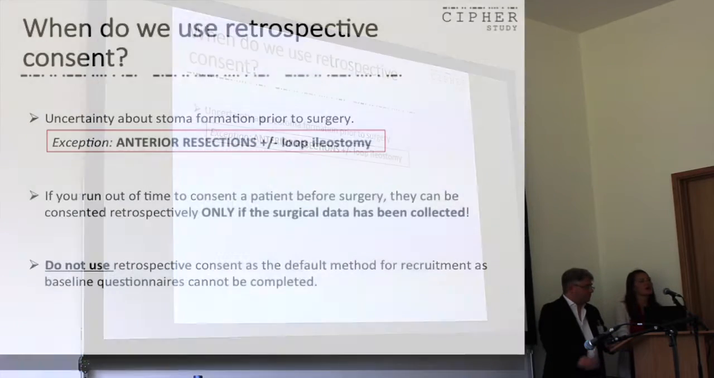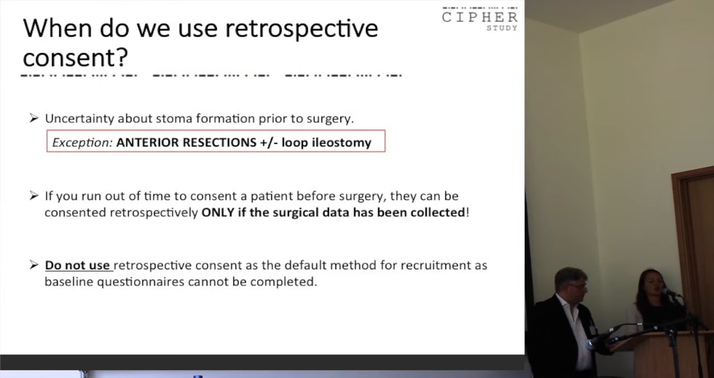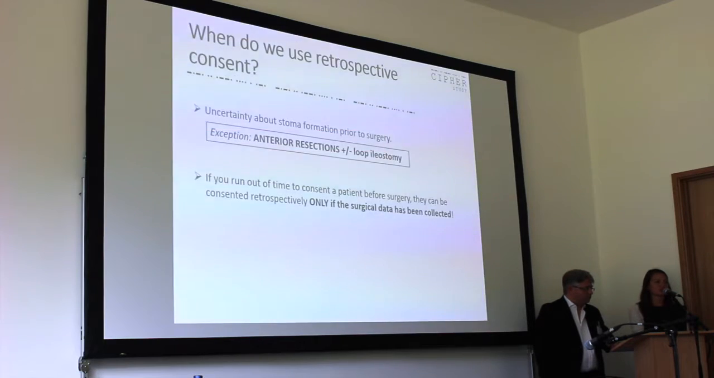Okay, so then the next bit about retrospective consent is, what if you run out of time to consent the patient prior to their surgery? So you know they will have a stoma performed, but essentially you miss them prior to surgery. So you still can consent these patients retrospectively. The reason we want you to avoid doing this as much as possible is because the baseline questionnaires can't be completed following surgery, because the idea is that they have to represent the patient's preoperative state. So for any patients we're consenting retrospectively, we're missing out on those baseline questionnaires.